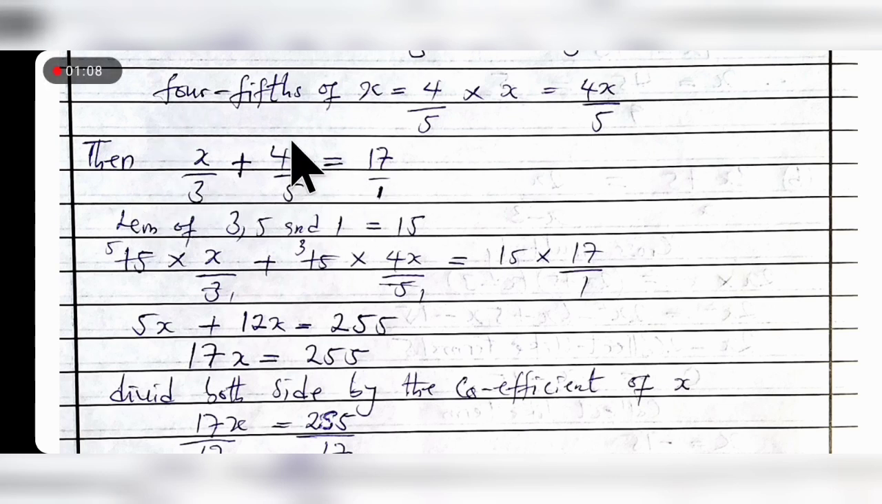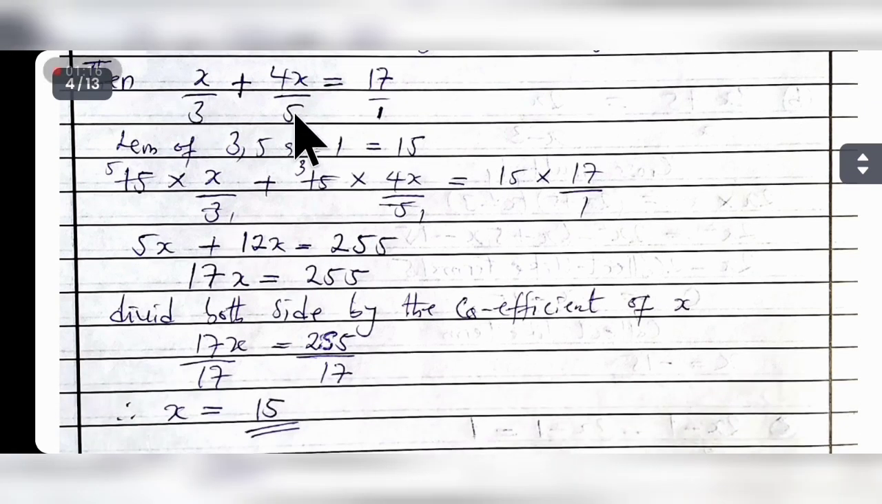So 1/3 of x plus 4/5 of x is equal to 17. Of course, this is a fractional equation. The LCM of 3, 5, and 1 is 15. So you multiply through the equation by the LCM. So 15 times this fraction plus 15 times this one equals 15 times 17 over 1. So 3 here, 1; 3 here, 5; 5 here, 1; 5 here, 3. Then we have 5 times x is 5x, plus 3 times 4x is 12x, equals 15 times 17, which is 255. Then we have 17x equals 255.